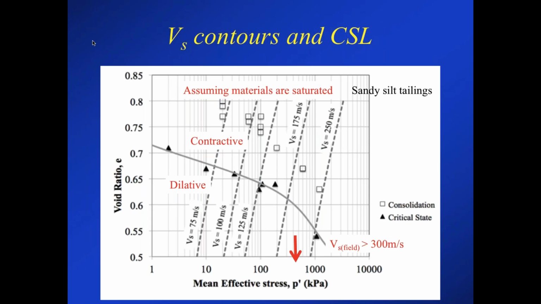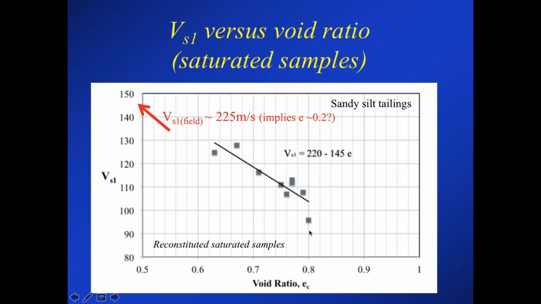An alternative way to look at this is you can look at the critical state line, and with that equation, you can draw contours of shear wave velocity. So these are contours of measured shear wave velocities, not normalized. And so, for example, at a mean normal stress of 100 here, you can see that the measured shear wave velocity crosses it at a little over 125 meters per second when the void ratio is somewhere between 0.6 and 0.65. So if I go back to the previous one, here's the values here.